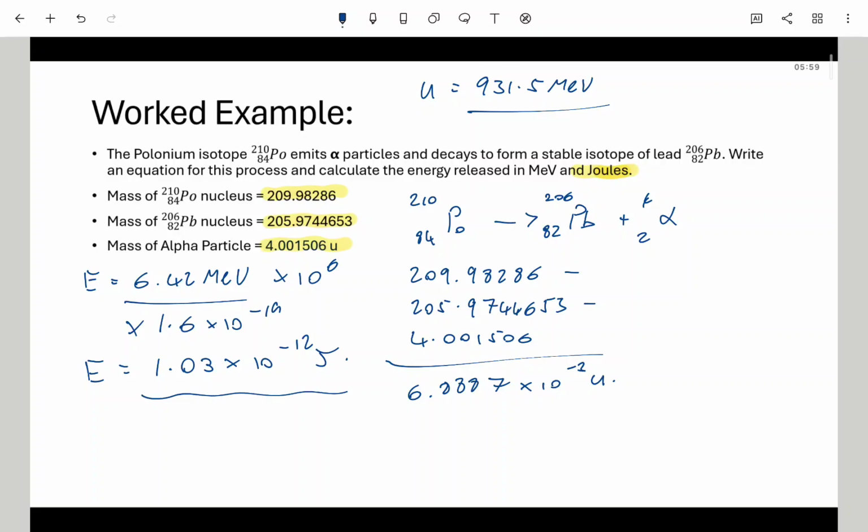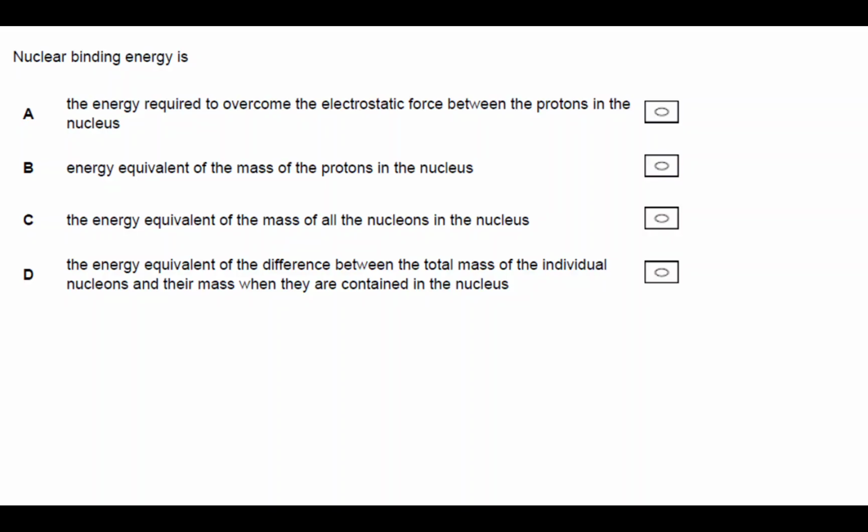Okay, hopefully you found that all right. Right, so let's do a few questions. For each one of these, if you want to pause it and have a go. So this one should be quite straightforward. Nuclear binding energy is the energy required to overcome, no, it's not electrostatic. Remember, it's strong nuclear force. Energy equivalent to the mass of the protons, that's just nonsense. C is nonsense. D, the energy equivalent of the difference between the total mass of the individual nucleons and their mass when they are contained in the nucleus. So obviously, you should have got D for that one.